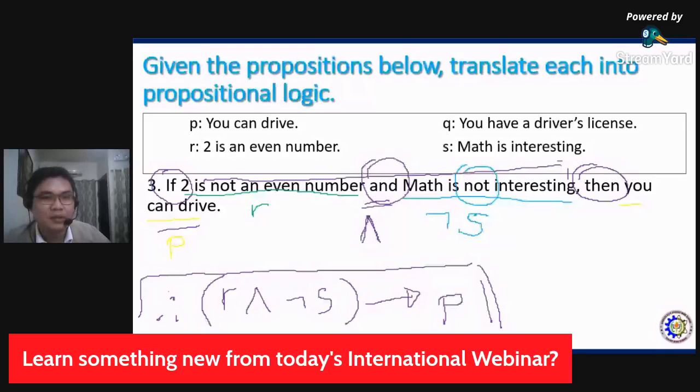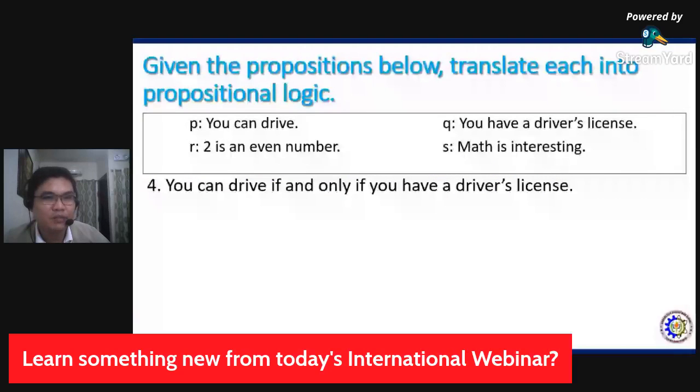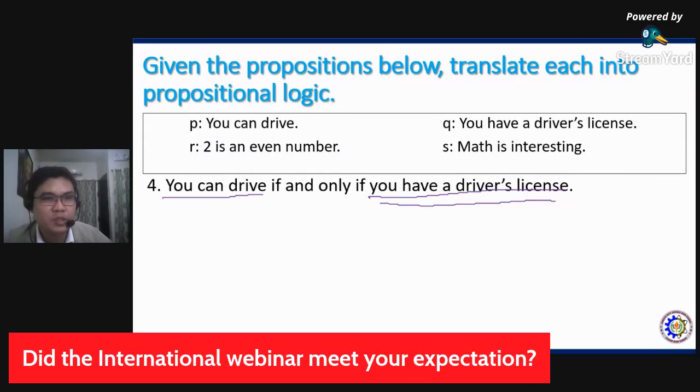Moving on to the fourth example: you can drive if and only if you have a driver's license. So in this example, we have two propositions involved. The first one is you can drive, and the other one is you have a driver's license. Of course, the first proposition is denoted by P, and you have a driver's license is denoted by Q. And the connector if and only if, you remember, is a biconditional, material equivalence, and we use the double-headed arrow here.